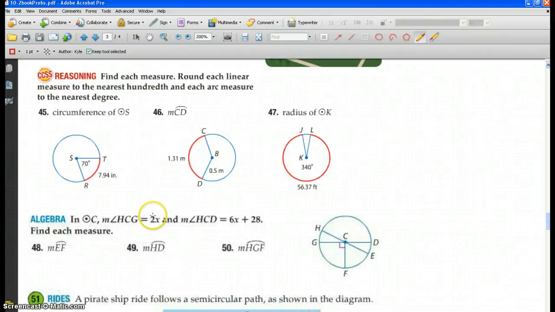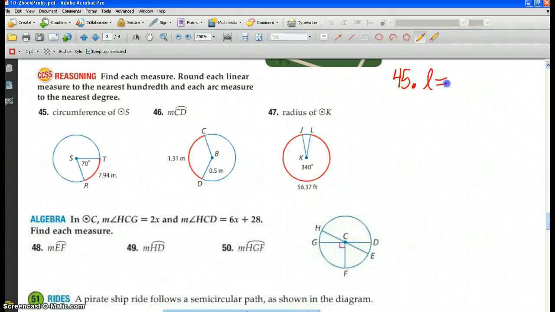Section 10.2, number 45. Find each measure, round each linear measure to the nearest hundredth, and each arc measure to the nearest degree. On number 45, we're asked to find the circumference of circle S, and we are given the central angle of 70 degrees and the arc length of 7.94. So we can set up an equation for number 45.